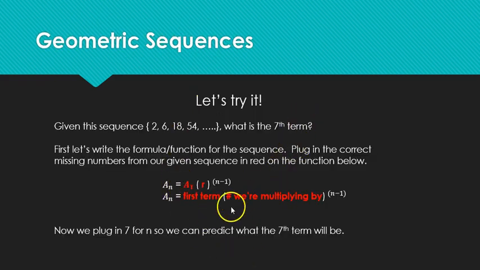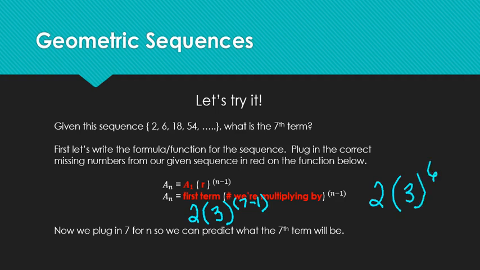Alright, so if we try it, we see 2 times 3 gives us 6. 6 times 3 gives me 18. 18 times 3. If we're looking for the 7th term, my original value was 2. So my first term is 2. My r, what am I multiplying by? I'm multiplying by 3, and I'm looking for the 7th term. So I'll do 7 minus 1 as my exponent. So 2 times 3 raised to the 6th power.